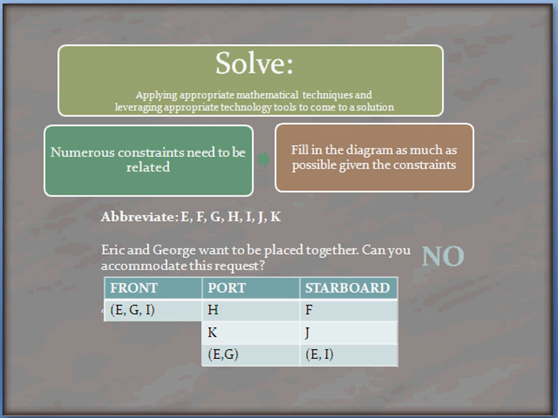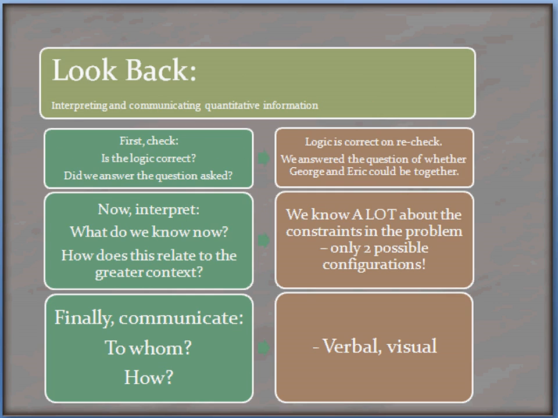Now let's go back to our question. We've determined as much as we possibly can about the positions of each of the members of the crew team in the boat. Remember that we were asked whether Eric and George can be placed together on the same side of the boat. Well, we know that Eric and George cannot be in the front of the boat because there's only one position there. And in fact, there's only one position left in the port and the starboard side, and none of the occupied positions belong definitively to either Eric or George. Thus, Eric and George certainly cannot be placed together. They have to be placed on different sides of the boat. So, we've answered our question.